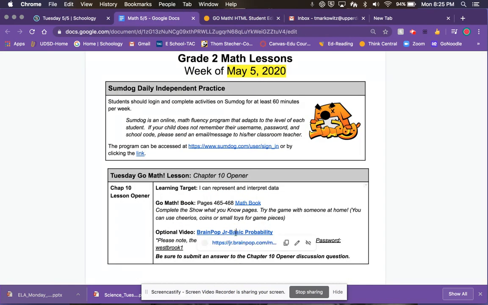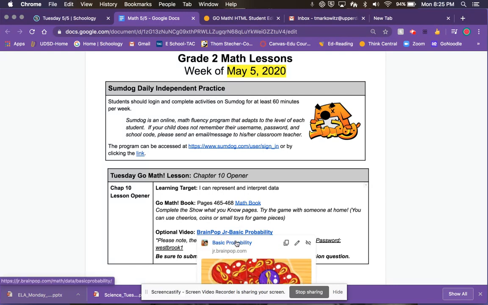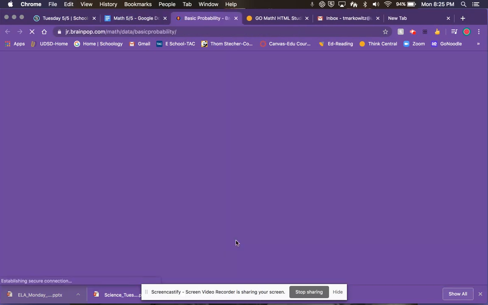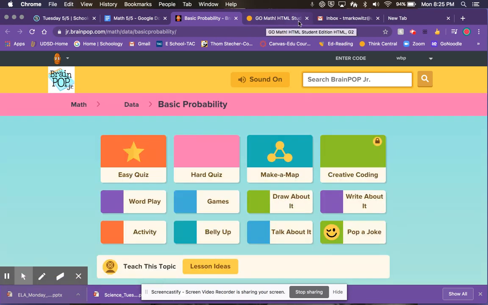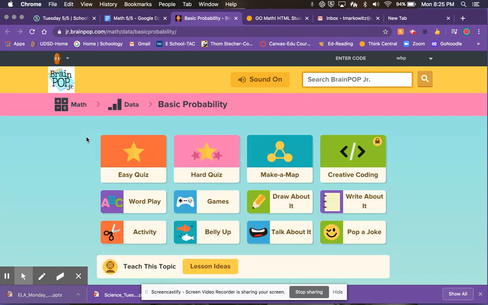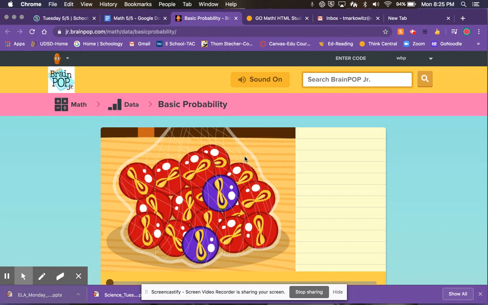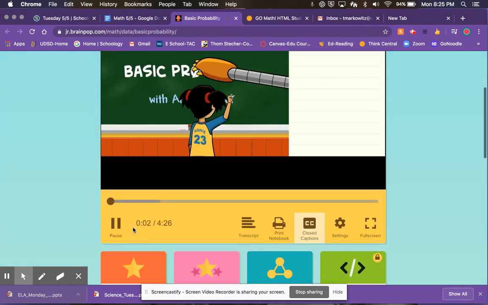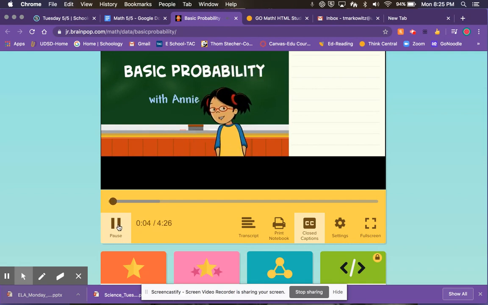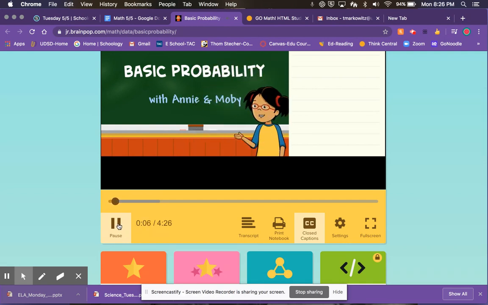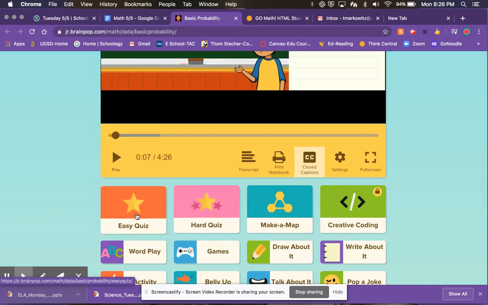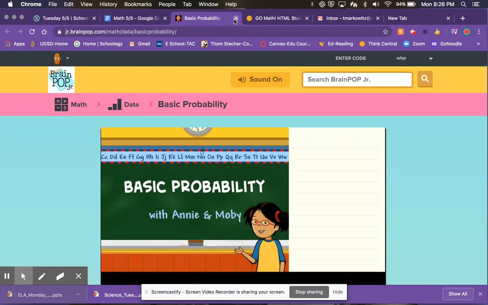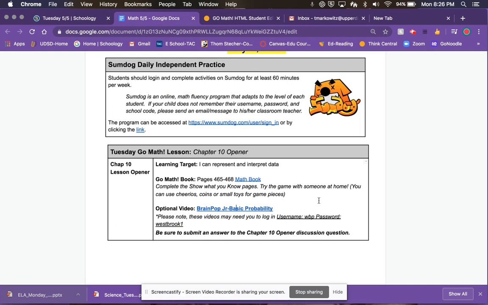Optional video is a Brain Pop. This is about probability. Probability is kind of figuring out how many there are of something. You can watch the video. And then there's the easy quiz. There's that one to help you as well. You might need the code for that. It's WBP. And the password is Westbrook1. You could probably just save it in there.